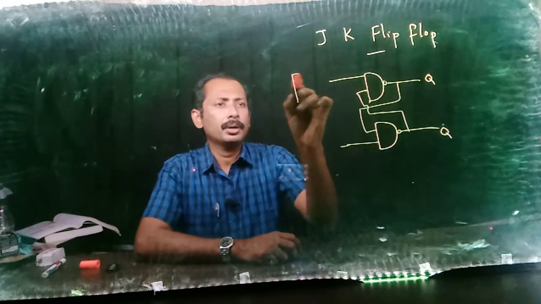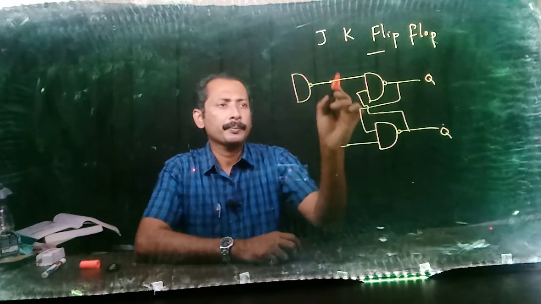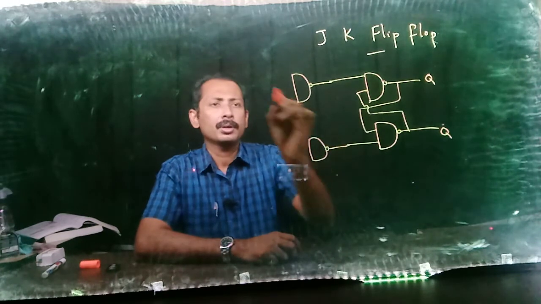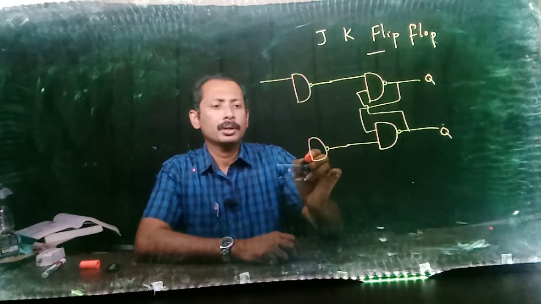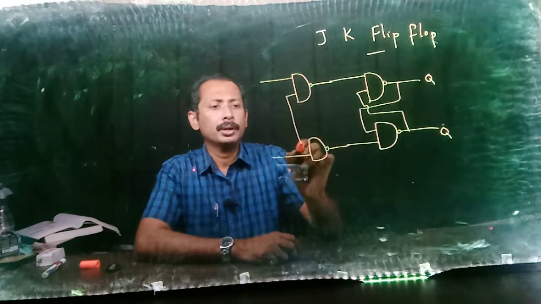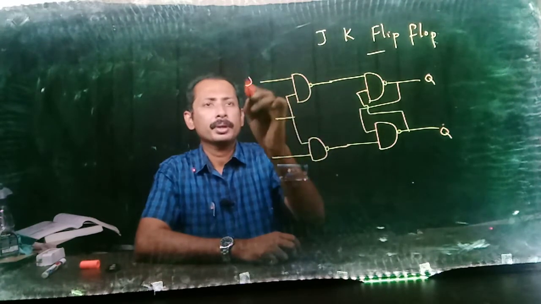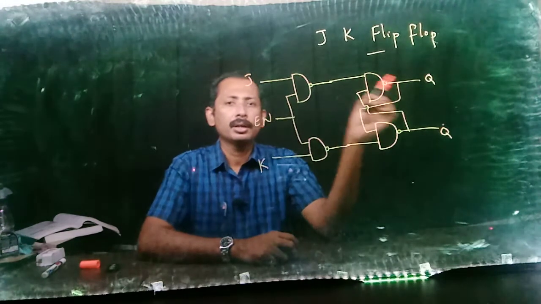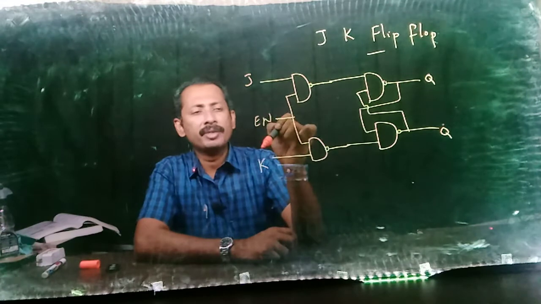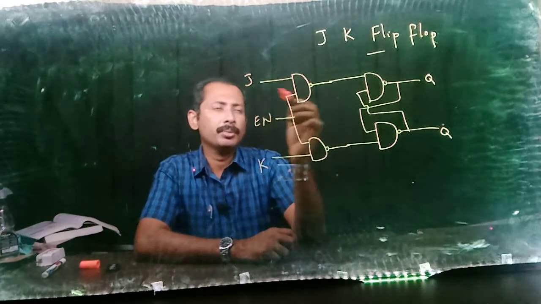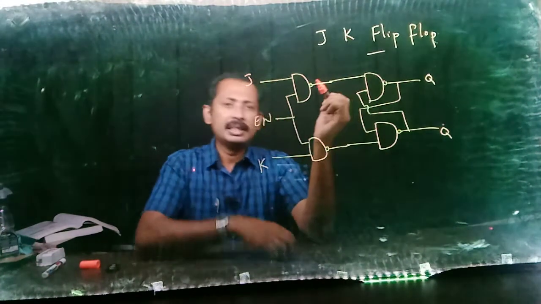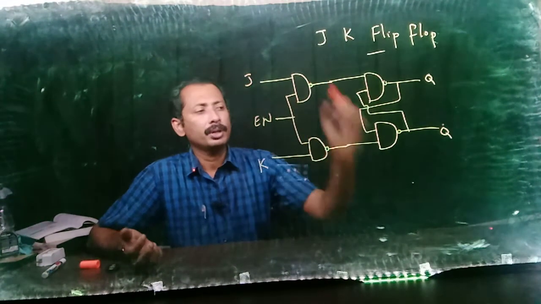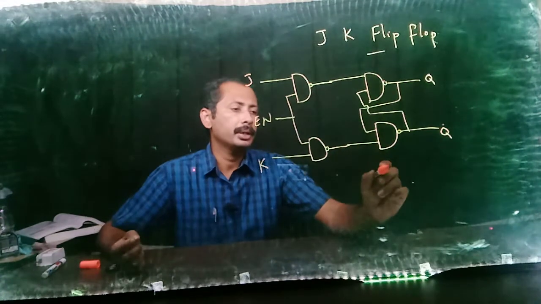If I am modifying the circuit like this, then it becomes a JK flip flop. This is enable or the gate. So this is now a JK flip flop. So SR, S is replaced by J and R is replaced by K. So the truth table becomes like this.